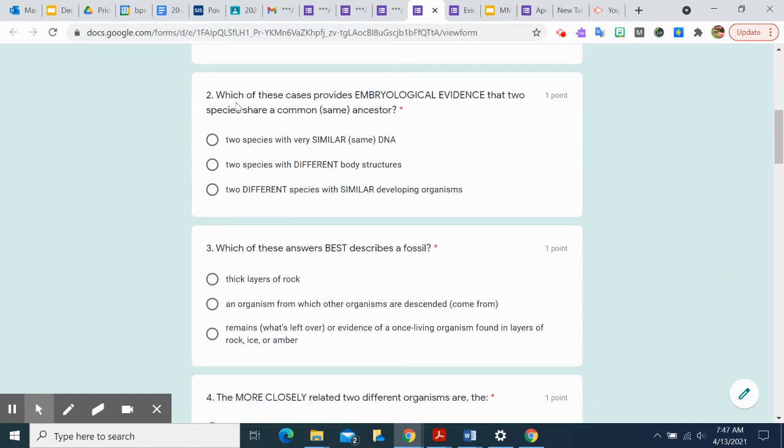Number 2, which of these cases provides embryological evidence that 2 species share the same ancestor? So there's 2 cases down here. Which of these cases provides embryological evidence that 2 species share the same ancestor? Is it 2 species with very similar or the same DNA? 2 species with different body structures? 2 different species with similar developing organisms?